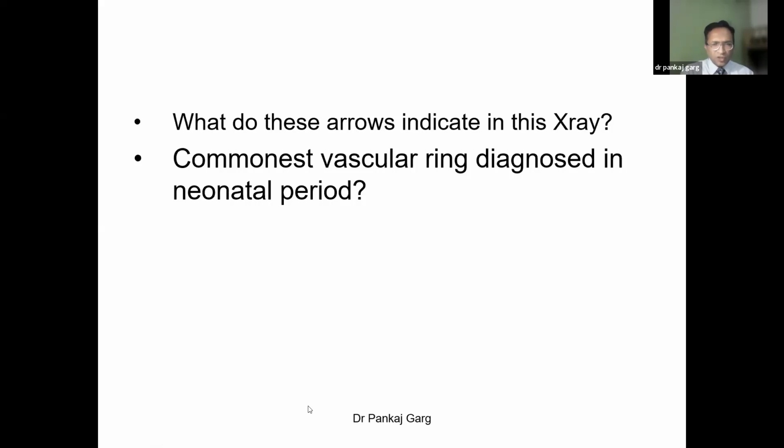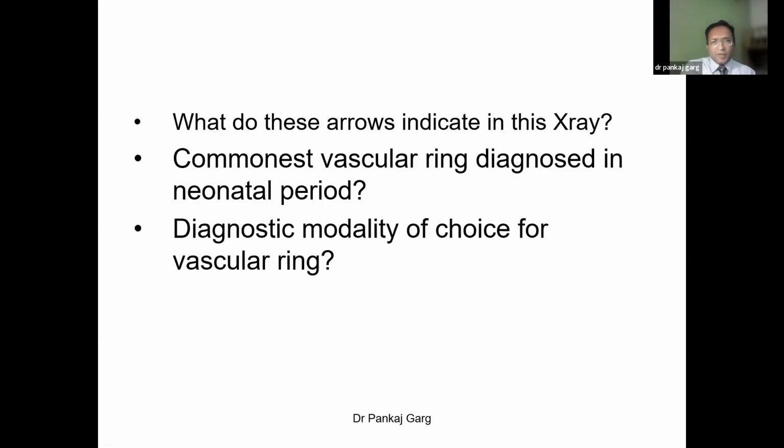Esophageal? No, that's wrong. It's not an esophageal ring. Vascular ring. So the double aortic arch is the commonest vascular ring. So let us come to the next question. How do you diagnose a vascular ring? What is the diagnostic modality of choice for vascular ring?